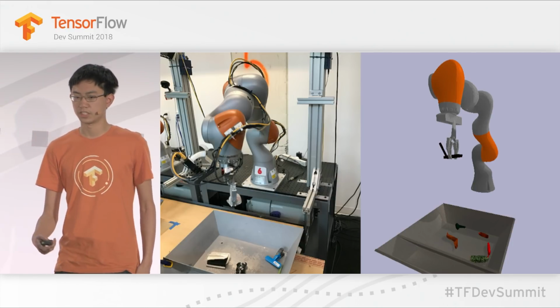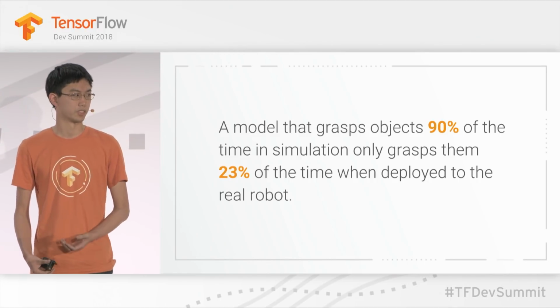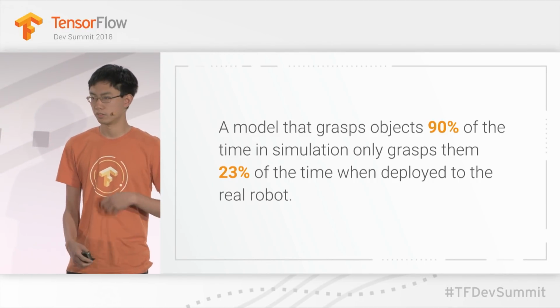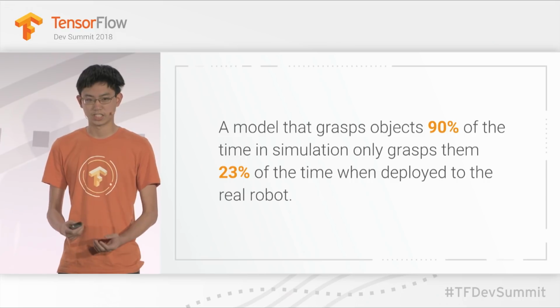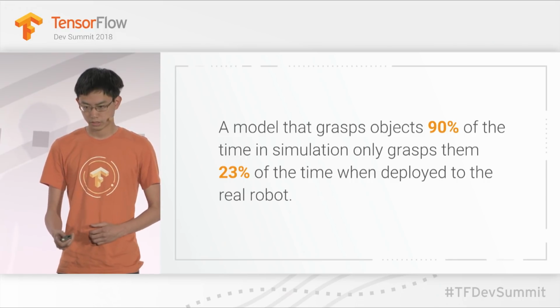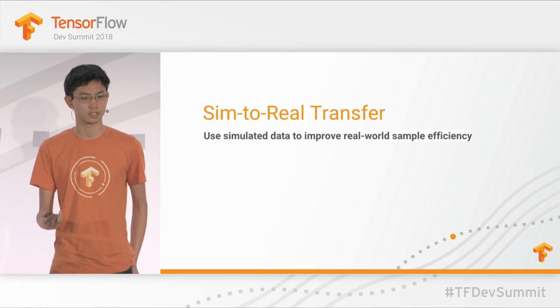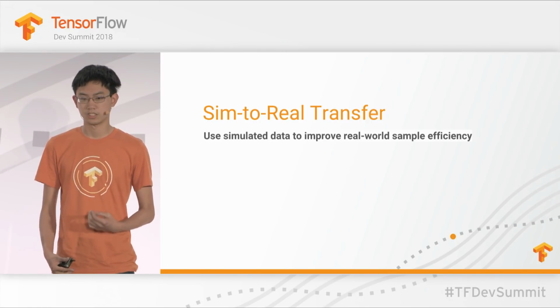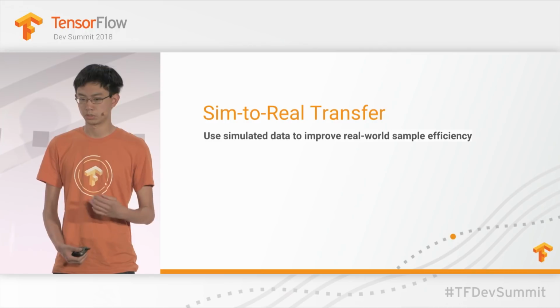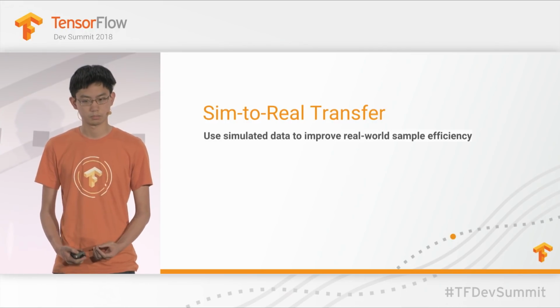So what we did was we were able to very quickly train a model in simulation to get to around 90% grasp success. We then deployed to the real robot, and it succeeds just over 20% of the time, which is a very big performance drop. So in order to actually get good performance, you need to do something a bit more clever. So this motivated looking into sim-to-real transfer, which is a set of transfer learning techniques for trying to use simulated data to improve your real-world sample efficiency.